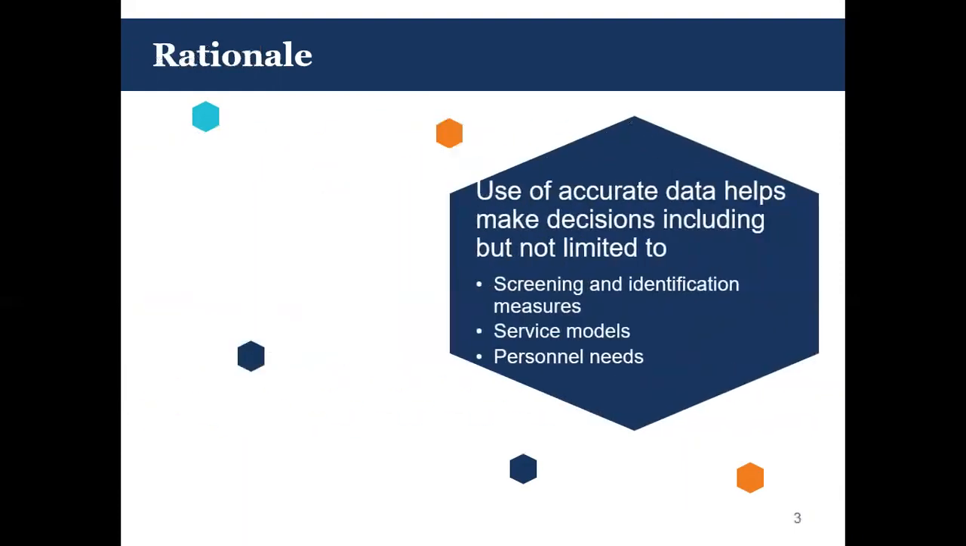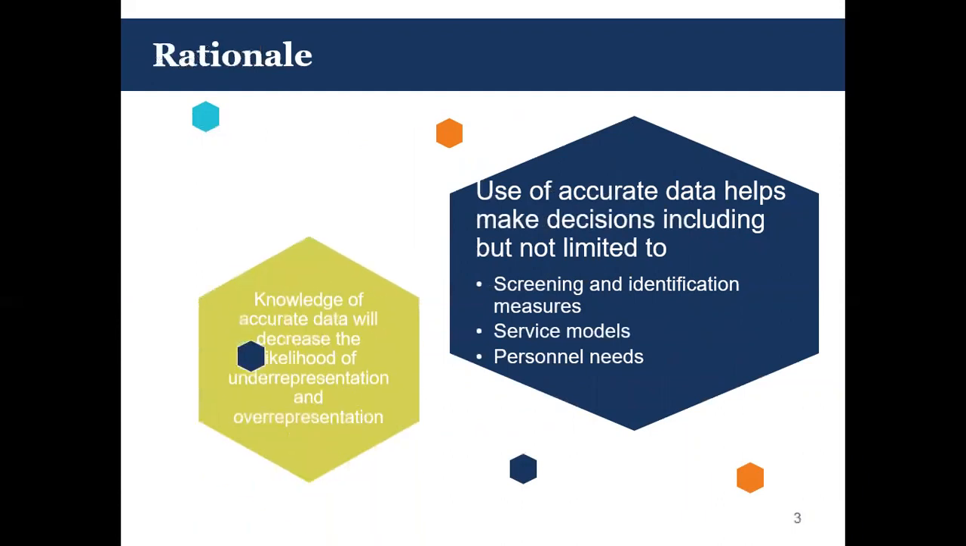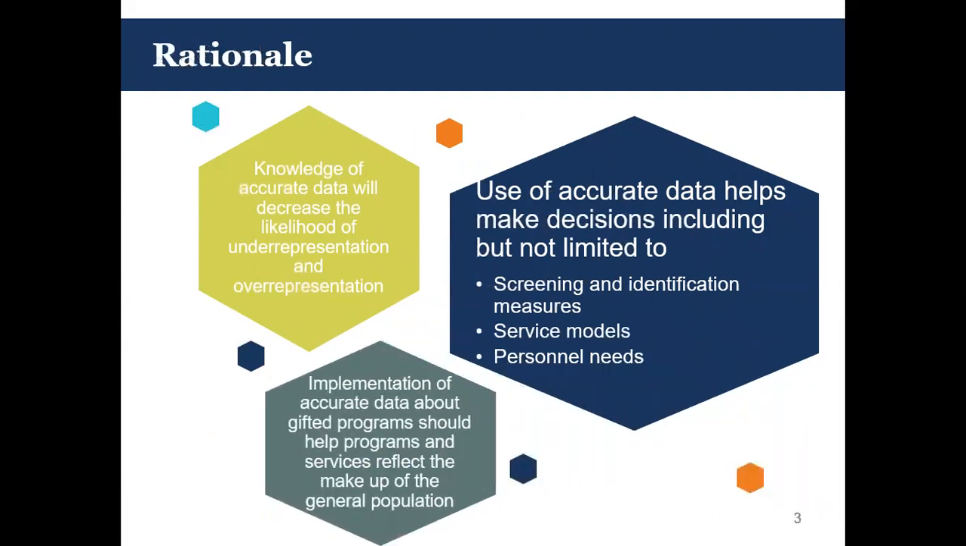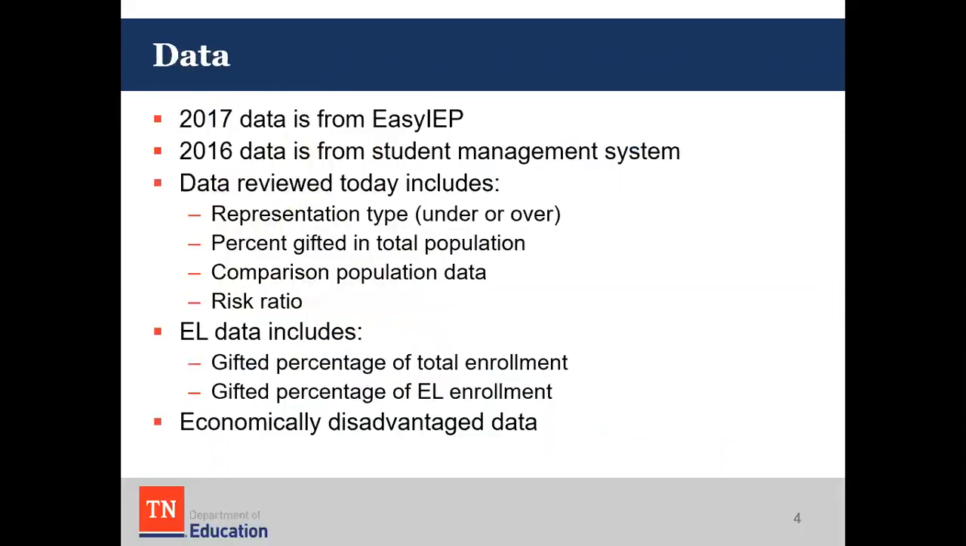So what's the rationale behind this? Why do we need to analyze our data on our gifted learners? Well, use of accurate data helps make decisions, including but not limited to screening, identification measures, service models, and personnel needs. Knowledge of accurate data will decrease the likelihood of underrepresentation and overrepresentation. Implementation of accurate data about gifted programs should help programs and services reflect the makeup of the general population.